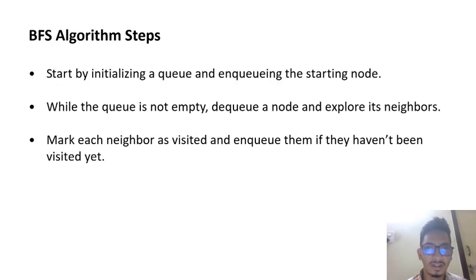BFS algorithm steps. Start by initializing a queue and enqueuing the starting node. While the queue is not empty, dequeue a node and explore its neighbors. Mark each neighbor as visited and enqueue them if they haven't been visited yet.